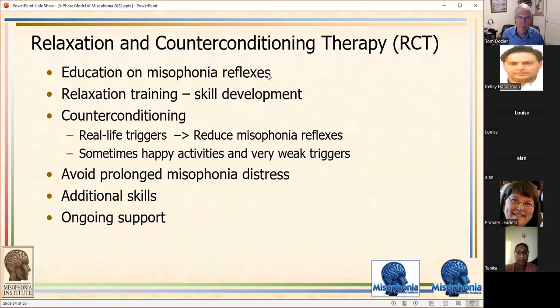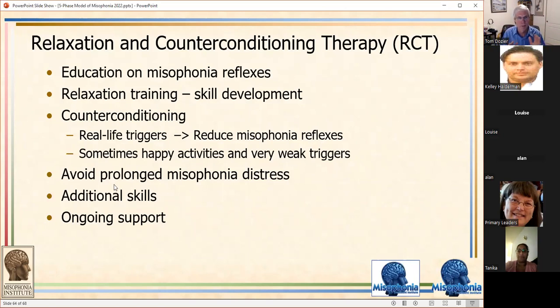But also understanding how these reflexes develop and decay. Relaxation training, which is a skill development generally done with progressive muscle relaxation training as needed. Counterconditioning, which is a way of experiencing real life triggers where they will reduce. Sometimes we have happy activities with tiny bits of triggers using the Misophonia Trigger Tamer app, or using good management so that there's a good background noise, so that 8-level trigger is now just a 3, and then you can relax and focus on other things and allow it to come down.